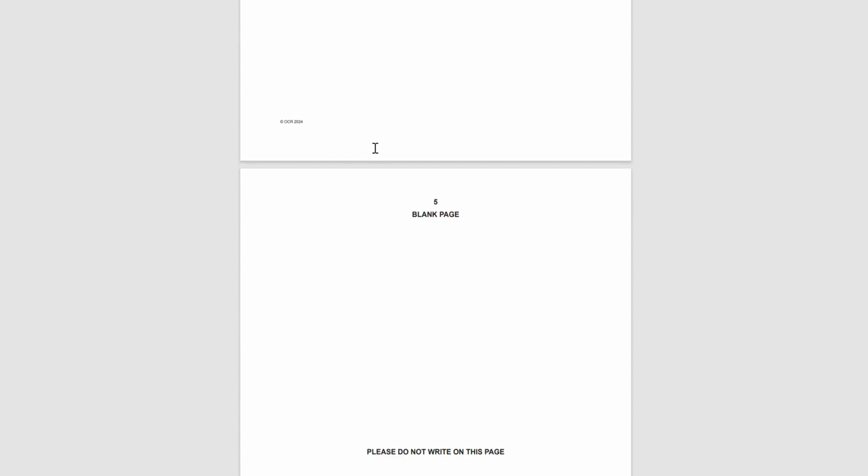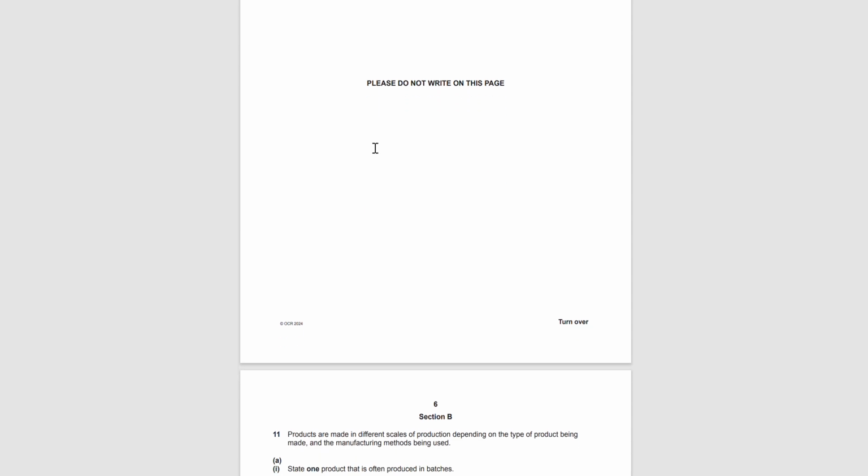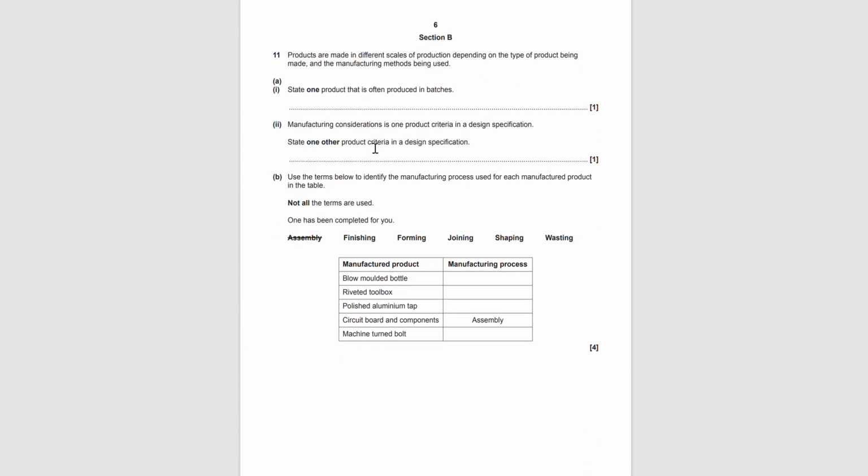Next, we move on to section B of our exam paper. Section B is where we have some different styles of questions. We get these one marker questions where we are simply asked to state a piece of information. So for example, question 11 here, we're asked to state one product which is often produced in batches. A batch, of course, is a group of identical products. That could be an electronic product, for example. iPads are made in batches. They often have batch numbers on, don't they?